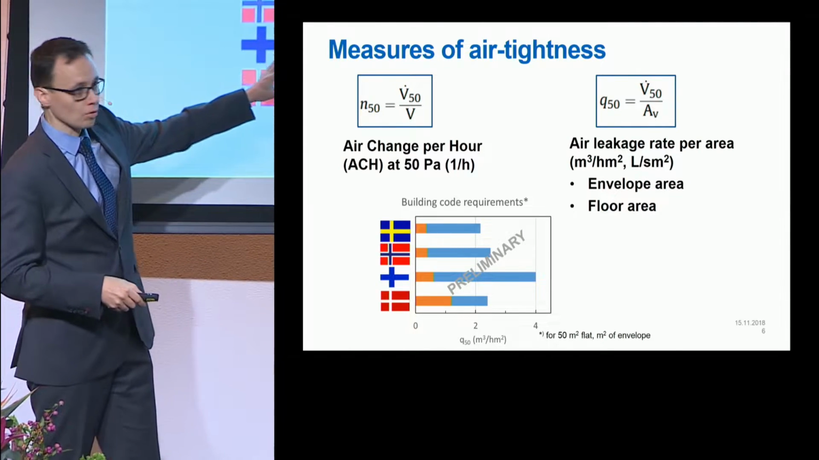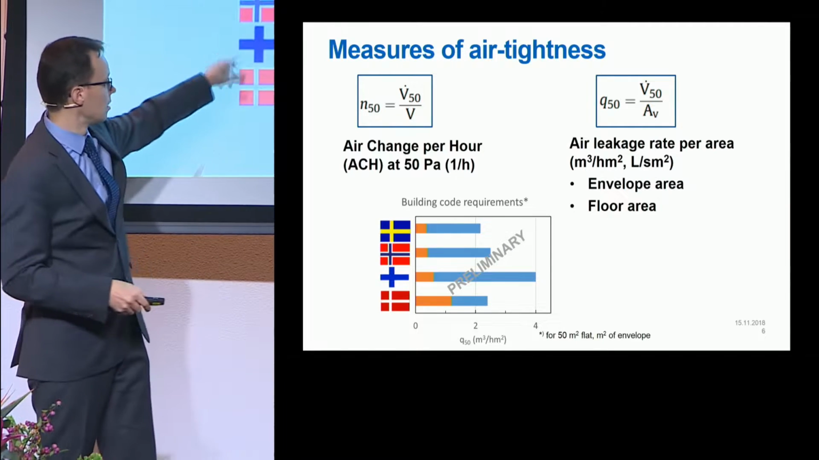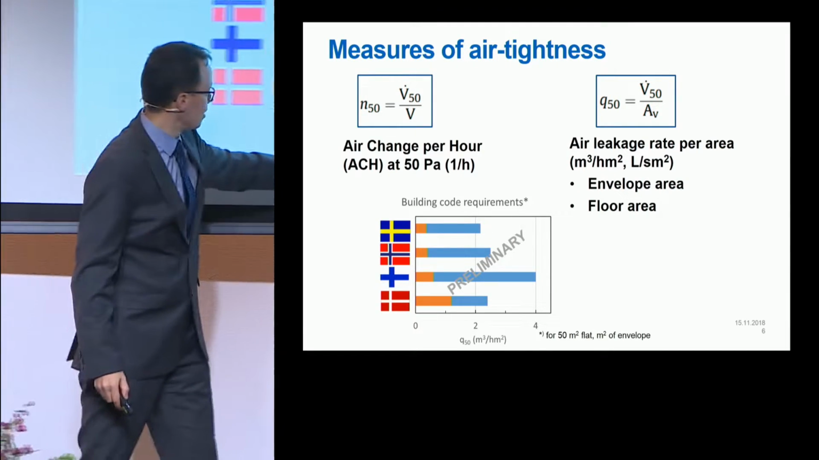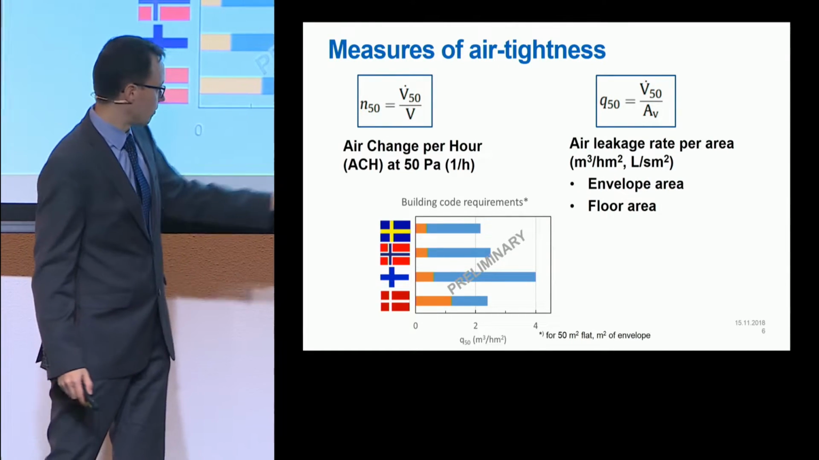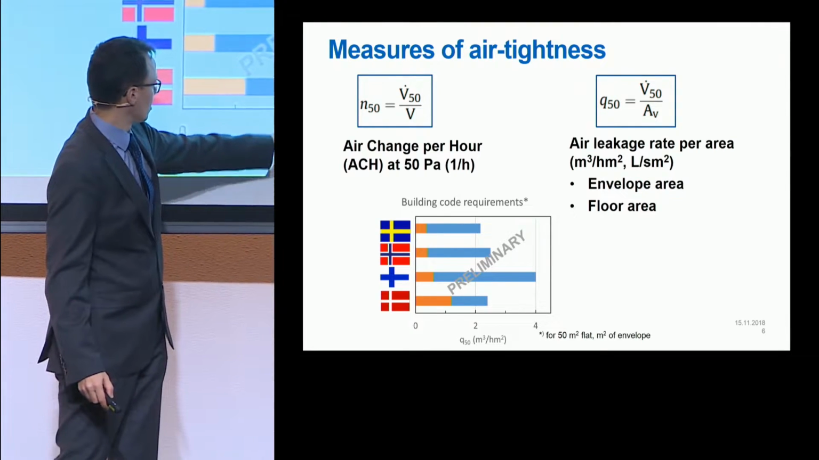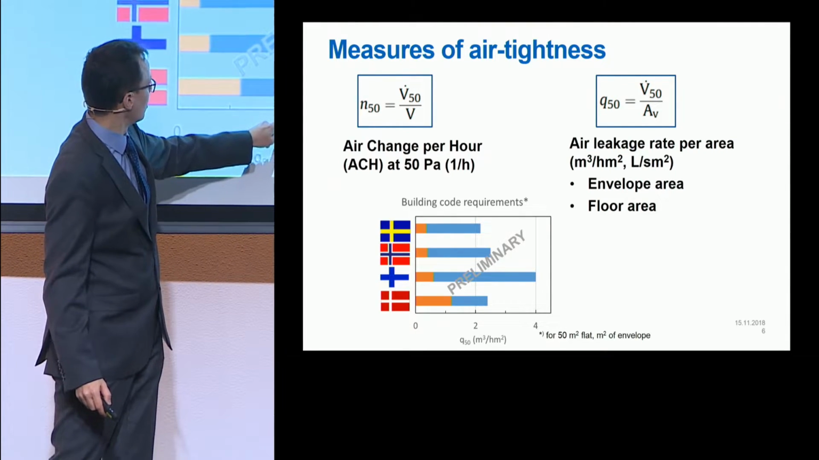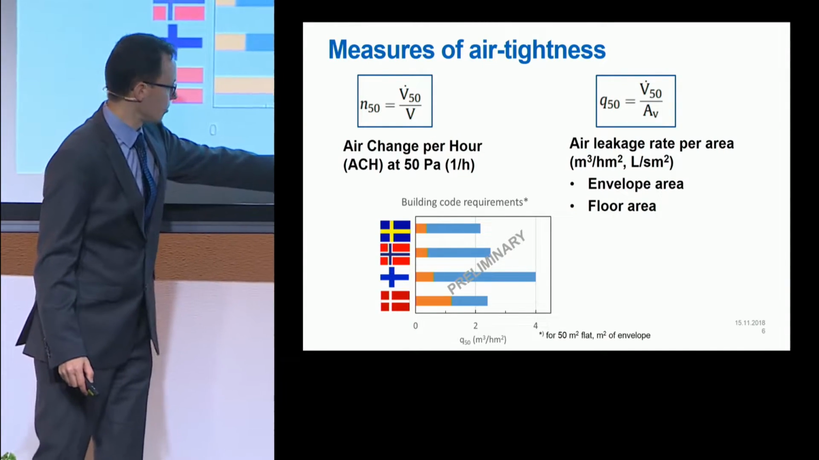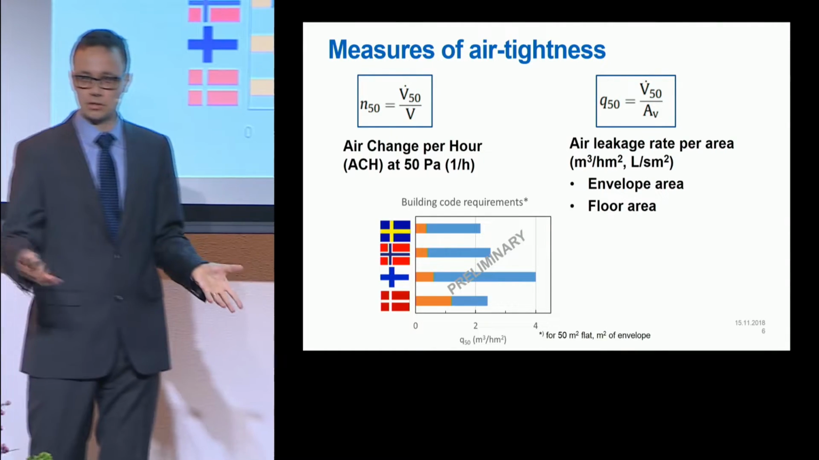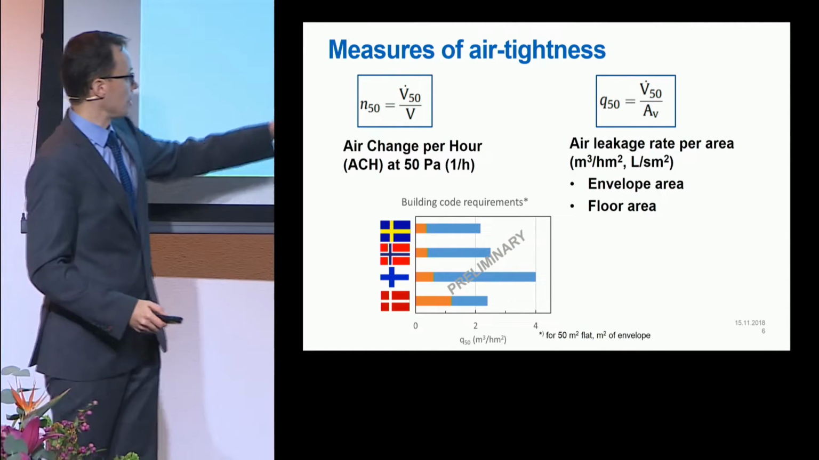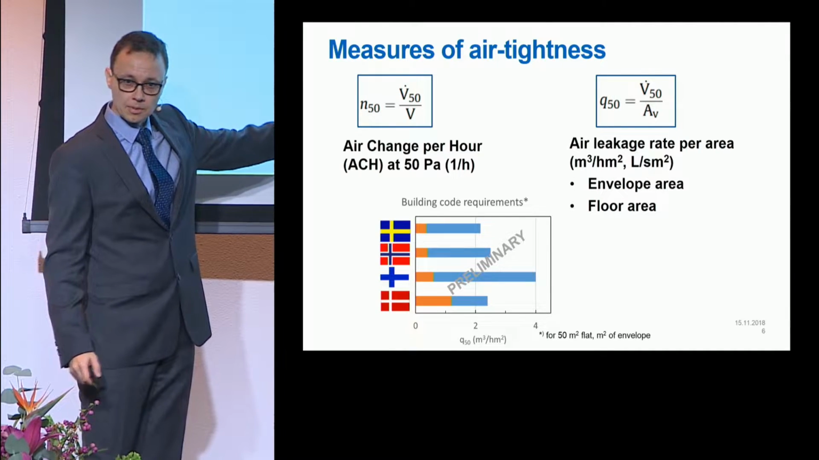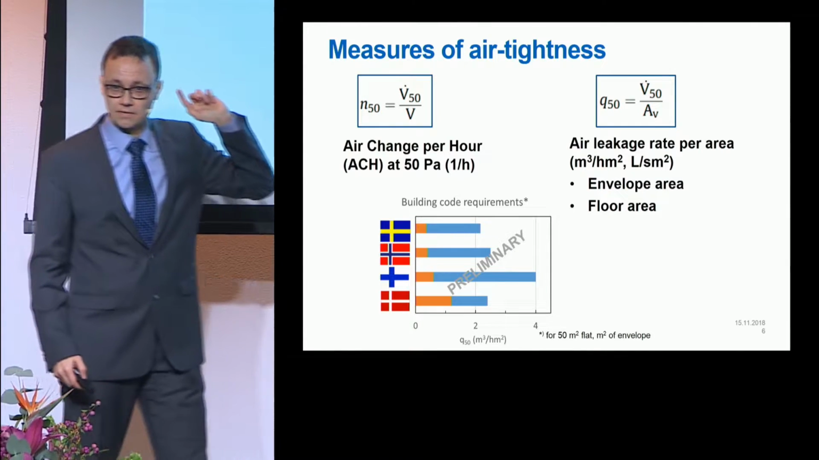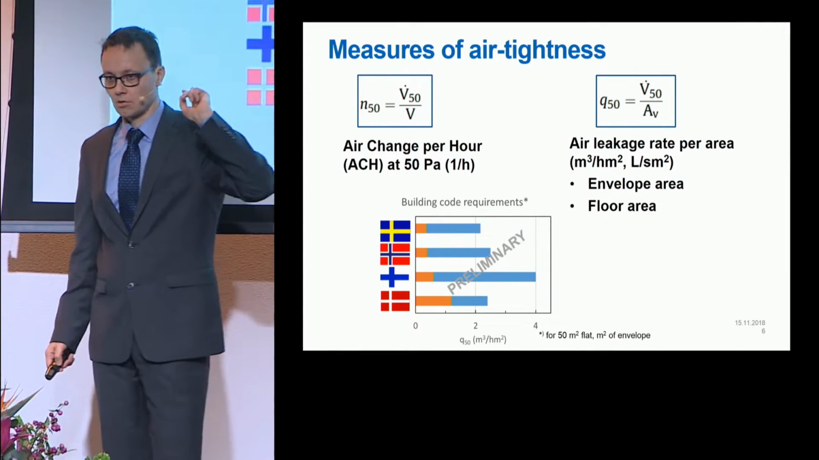I tried to compose a comparison of Nordic countries. In Denmark, Finland, Norway, and Sweden, I see that the strict requirement for Q50 values is somewhere between 2 and 4 cubic meters per hour per square meter of envelope. The recommendation level, and in some cases actual requirement, is somewhere closer to the passive house level, you remember, 0.6.